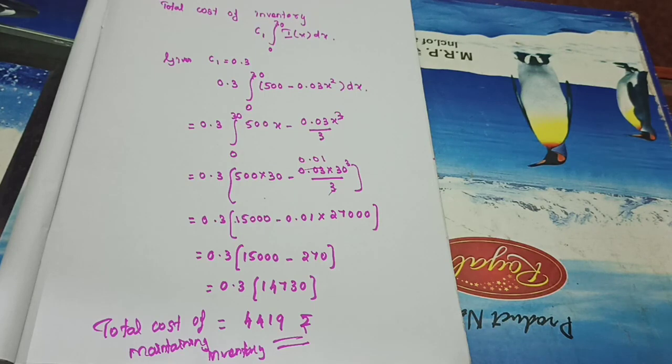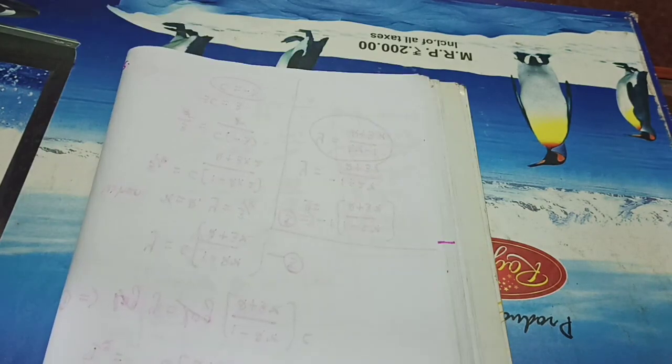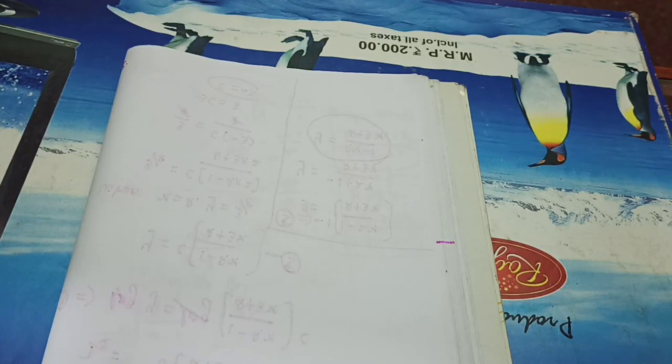Problem number 5. I am reading the question from your book. An account fetches interest at the rate of 5% per annum, compounded continuously, and an individual deposits rupees 1000 each year in this account. How much will be in the account after 5 years?